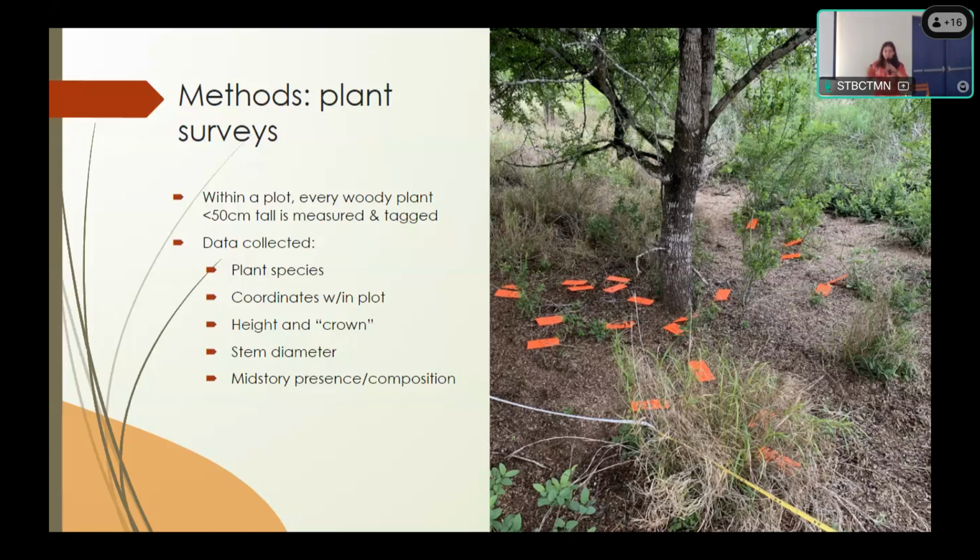The crown is a measurement that goes this way around the plant, because a lot of our thorn scrub species are very bushy. They don't just grow up. And so you want to get an idea of how much space this plant takes up in general. And then we also take stem diameter, usually at ground or as close as we can get to that. And then we also measure mid-story presence and or composition. This is something that the measurements that I've been taking have changed over time. Right now I'm just doing mid-story presence, like yes or no. Before, I've done a lot more detail.